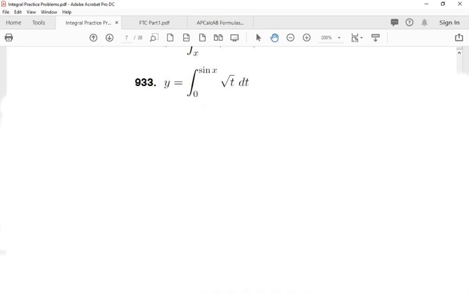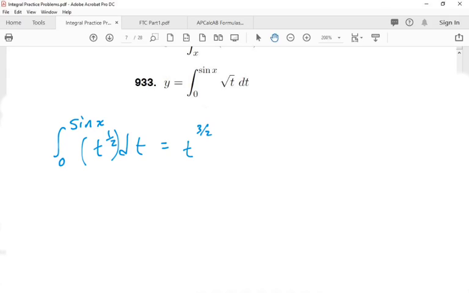I'm going to rewrite this so that it says the integral from 0 to sine x of t raised to the 1/2 power dt. No, not x, dang it, t. So I'm going to do the antiderivative of the integrand, whatever's inside the integral there. In order to do that, I have to add 1 to the 1/2, which would be t to the 3/2.